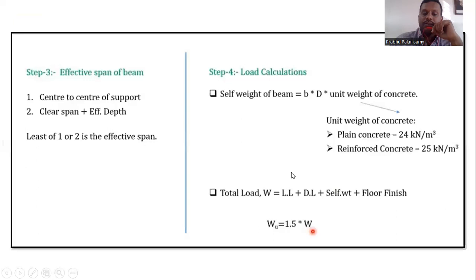And the total load can be calculated, and here we need 1.5 into W, that is the ultimate load, since we are using the limit state method. The load should be multiplied by 1.5. In the case of the working stress method, we don't follow this.